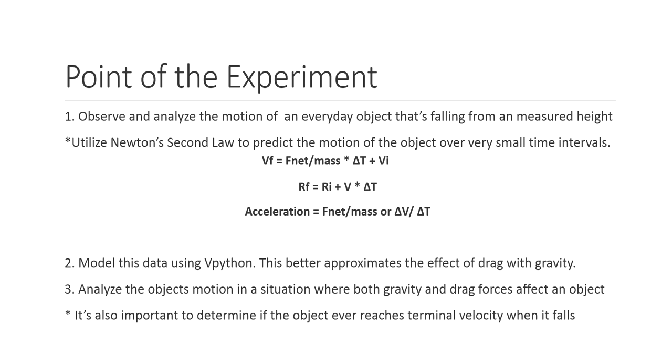The main point of the experiment is to observe and analyze the motion of an everyday object that's falling from a measured height. After actually measuring this object and taking a video of it and putting it into Tracker, we'll utilize Newton's second law to predict the motion of the object over very small time intervals. Newton's second law, as you all know, is final velocity equals net force divided by mass times the change in time, and then we add that to the initial velocity.